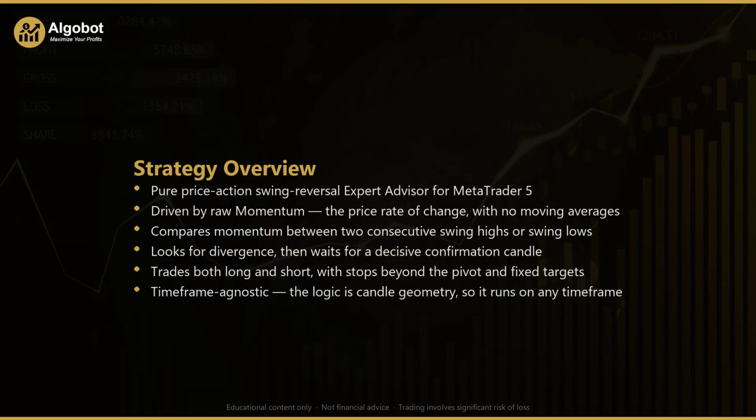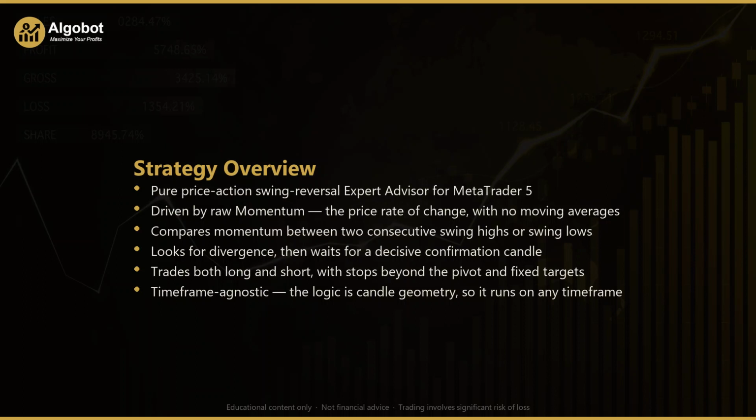Momentum here is simply the closing price at a swing point minus the closing price a fixed number of bars earlier. That difference is the raw rate of change. When that number is large and positive, price has been climbing quickly. When it's large and negative, price has been falling quickly. When it drifts back toward zero, the move is slowing down.